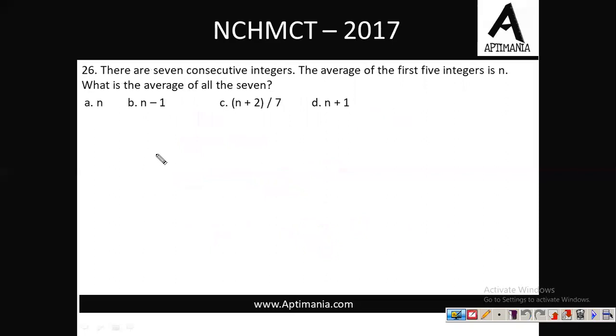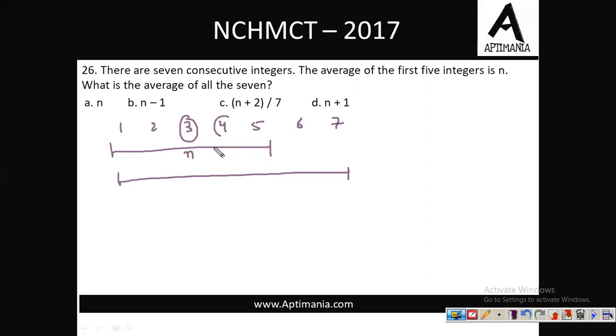Next question, question number 26. The 7 consecutive integers, the average of the first 5 integers is n. Let me show you how to solve this in two ways. Suppose the 7 integers are 1, 2, 3, 4, 5, 6 and 7. Now there is a short trick for this as well. Whenever the difference in a sequence is the same, the middle term is always the average. The average of the first 5 integers is n. If we consider the first 5 integers, the average is the middle value, that is 3. Now this is n. What is the average of all 7 numbers? If we take all 7, the average will be the middle number, which is 4. So if 3 is n, this will be n plus 1. So the correct answer is option D, that is n plus 1.